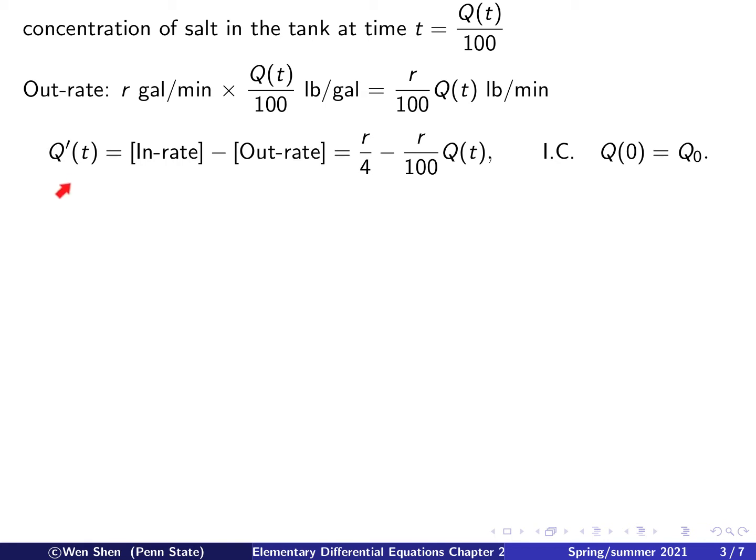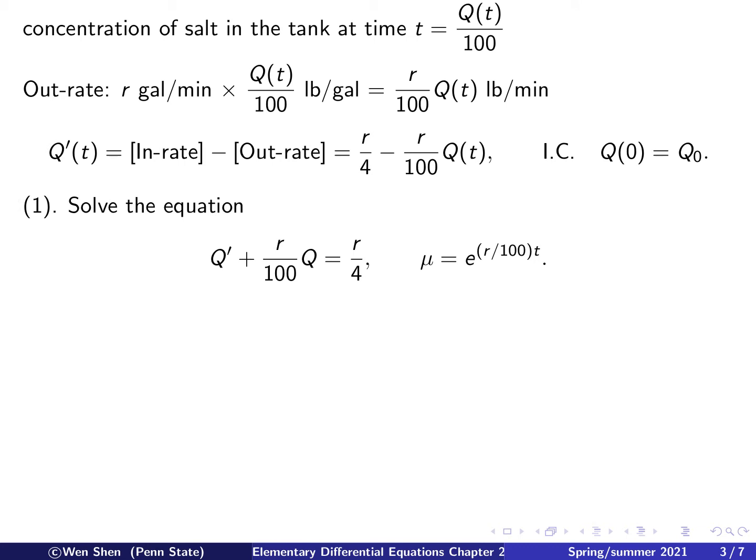Okay, now we are ready to set up the equation. We know that the rate of change in Q, that's Q prime, the derivative, equals in rate minus out rate. And we can plug in. The in rate is R over 4. And the out rate is R over 100 times Q of t, which we just derived here. This problem also comes with an initial condition. It was given that at t equals 0, there are Q naught pounds of salt in the container. So we've got an initial condition here.